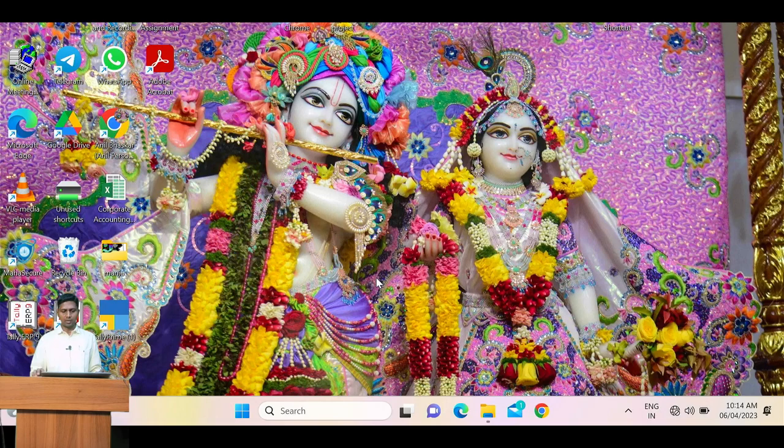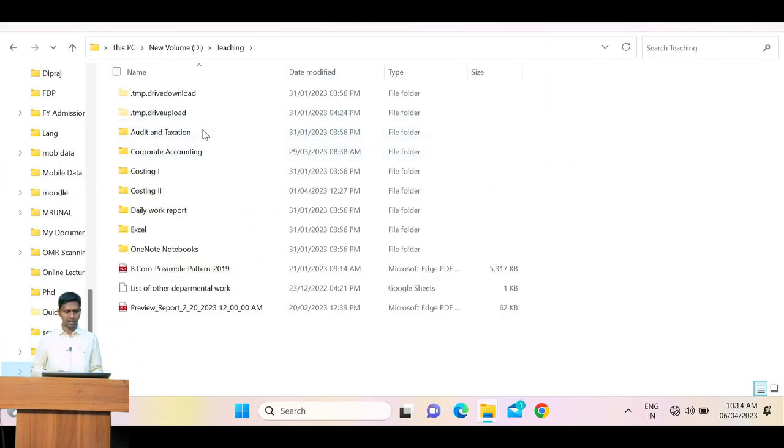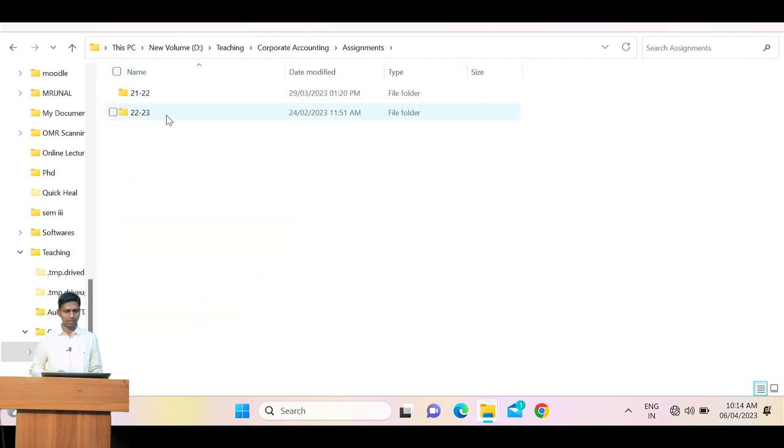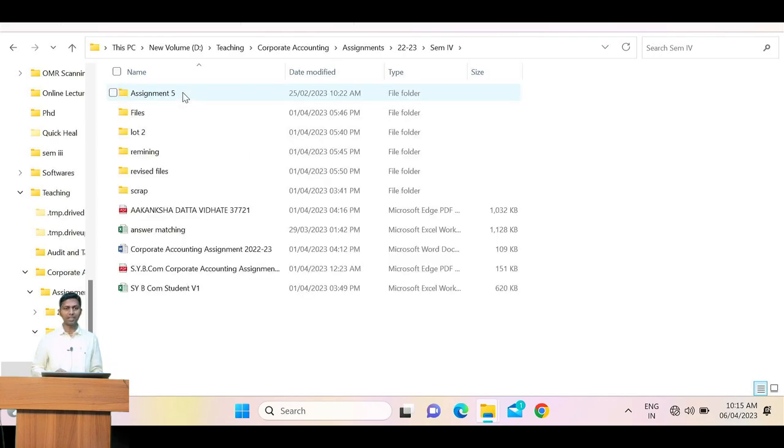In this computer, you'll find the assignment question. This is there in the teaching, in corporate accounting, in the assignment section. Directly you will get it. I have already posted the link of your assignment on the Telegram channel. You must be there. If not, then just join the Telegram channel, and there you will get your customized assignment.